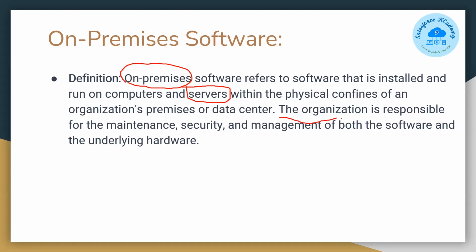Now, the organization is responsible for the maintenance, as we said, the security to prevent threats, and management of both the software and the underlying hardware. As I said, the software is the one installed on your PC, but there will be hardware, the centralized database and centralized app servers connecting all these systems. So that complete maintenance is on you. These are on-premises software.